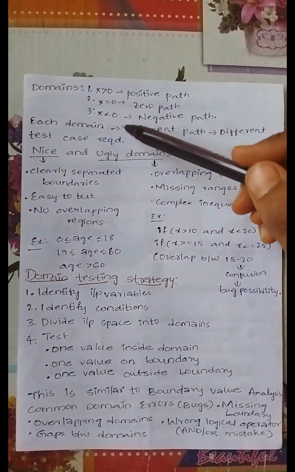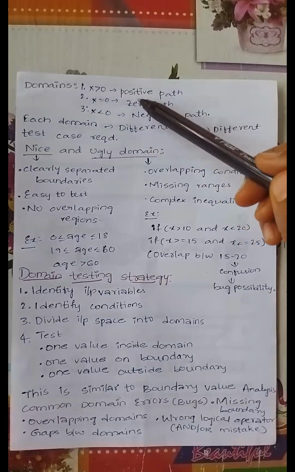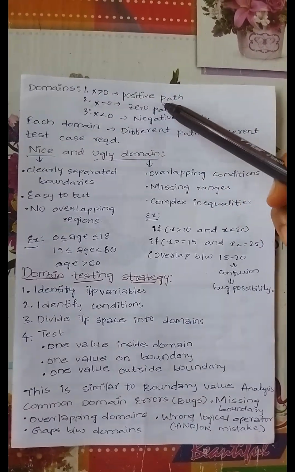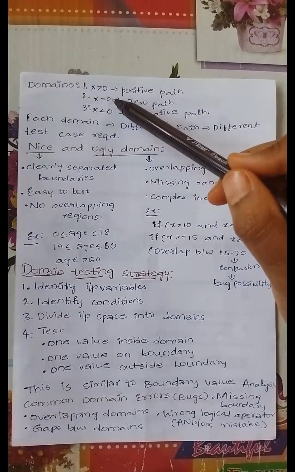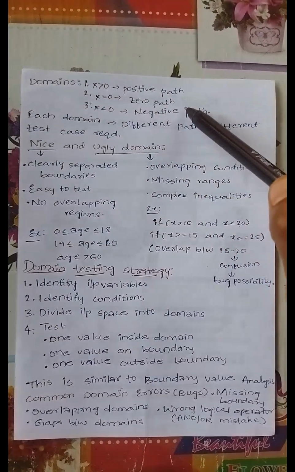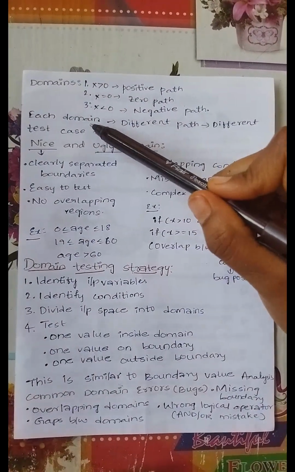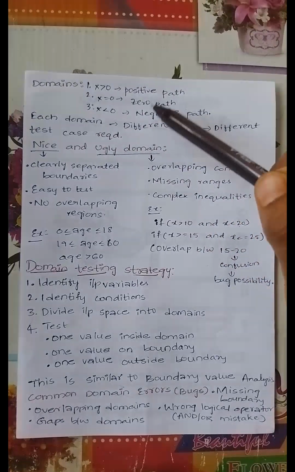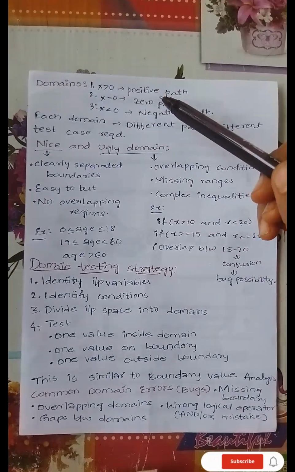Domain: we have three domains. If x is greater than 0, then it is the positive path. If x is equal to 0, then it is the zero path. If x is less than 0, it is the negative path. Each domain has a different path and each path has a different testing technique.